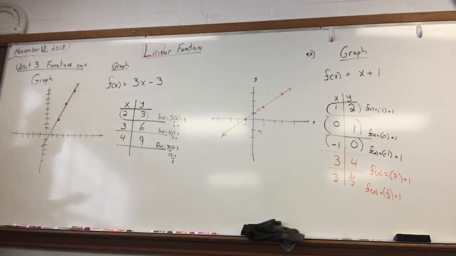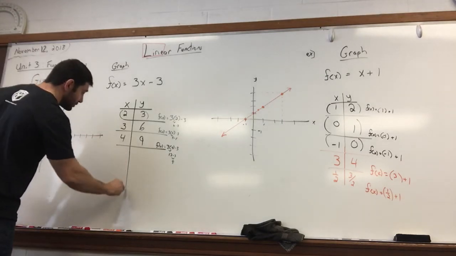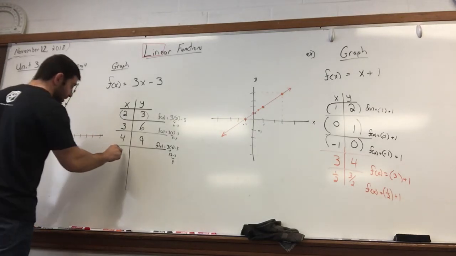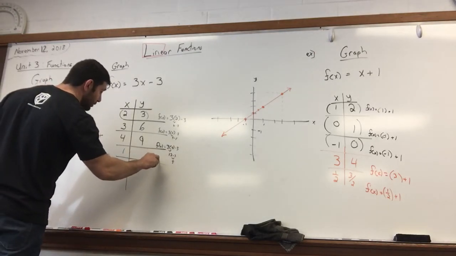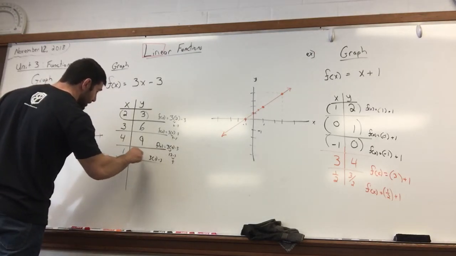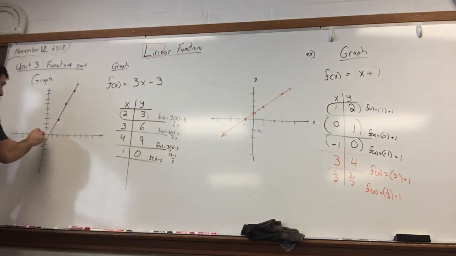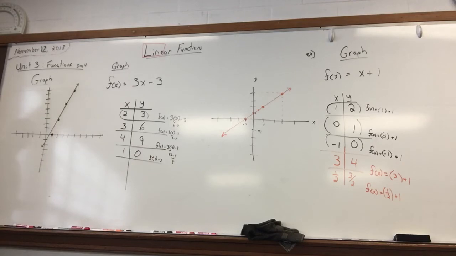Okay? What other numbers did we use? Emily, what number did you use? 1, 2, and 5. Okay, so let's use 1 now. So 1 goes in, that's 3 times 1 minus 3. So that's 3 times 1 is 3 minus 3 is 0. So I should have 1 comma 0. Well, I'm close. My line's a little bit off. But does that still work?